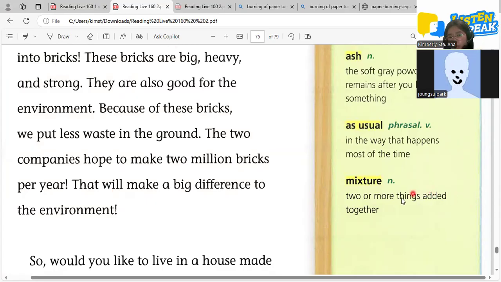Now, let's go to the next word. What's this, Jimin? Mixture. What is mixture? Two or more things added together. So when we mix two colors, for example, we add yellow plus blue. We mix yellow and blue, we get green color. So when you mix two things together, you call that mixture.